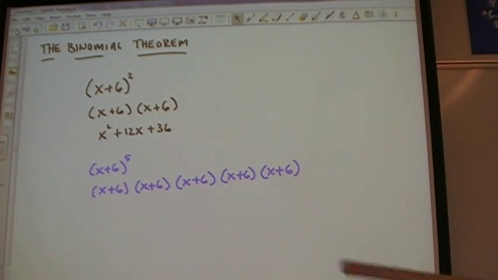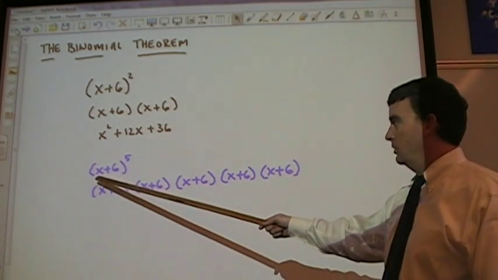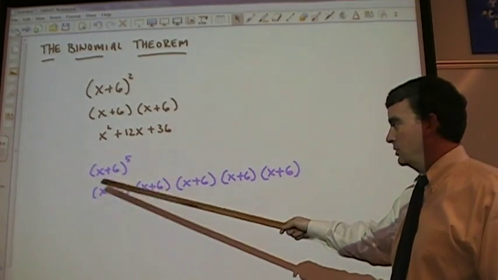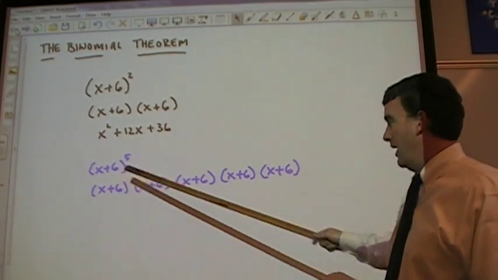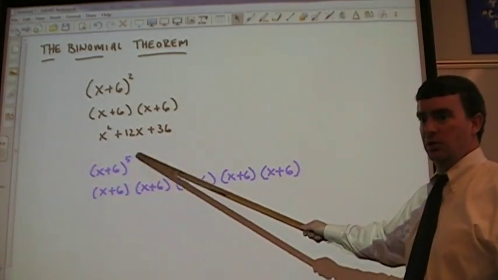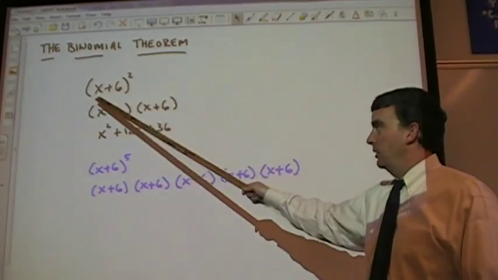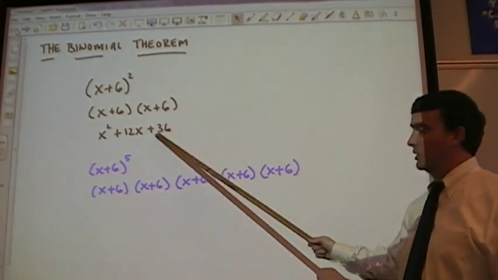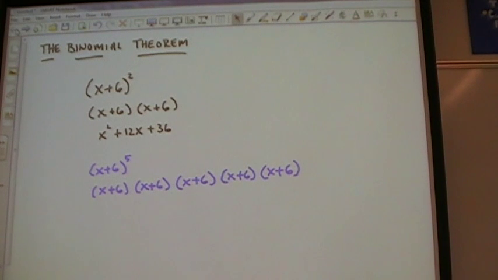that whatever exponent you're raising it to, your first term has to be this number to that exponent, so you would be x to the fifth. Your last term out here would be this number to that exponent, which is 6 to the fifth. Same thing up here. X squared, 6 squared. Here's x squared first term, 6 squared last term. Okay?